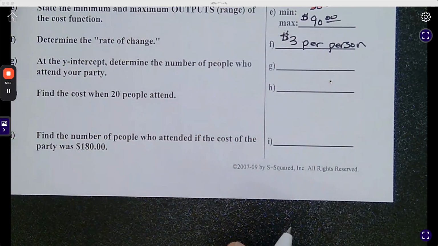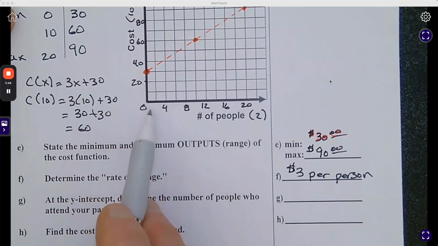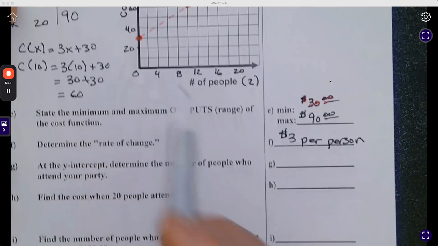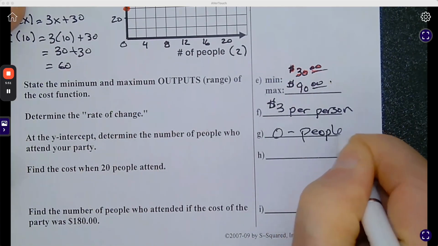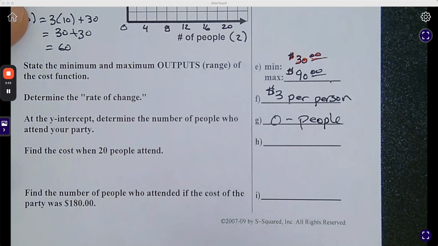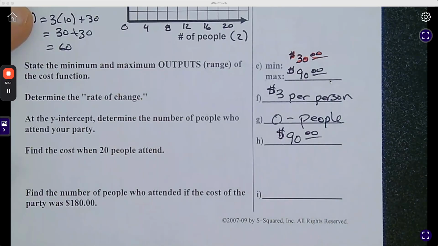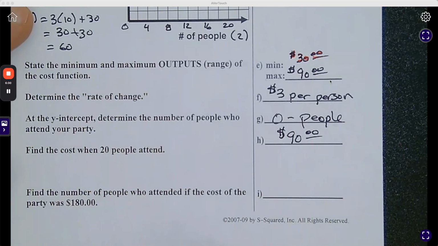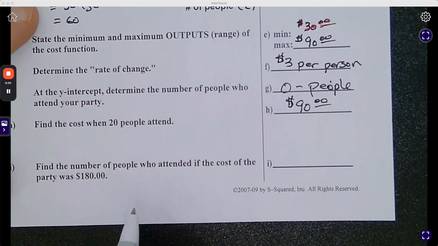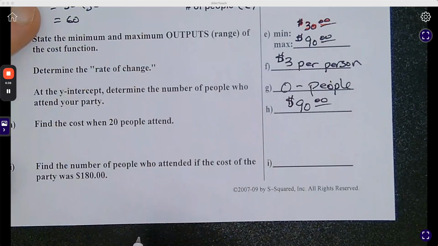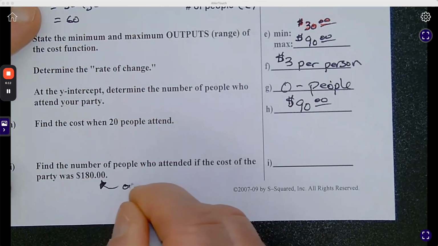At the y-intercept, determine the number of people who attended. Well, the y-intercept is right there. Notice the input x is 0 at the y-intercept. So 0 people. Find the cost when 20 people attend. We already did that. It's in the table. $90. Find the number of people who attended if the cost of the party was $180. Hold on. That goes beyond our domain. That goes outside of our range. Okay, so that is outside of our range.